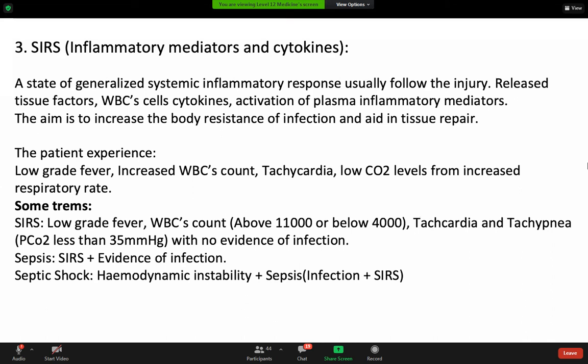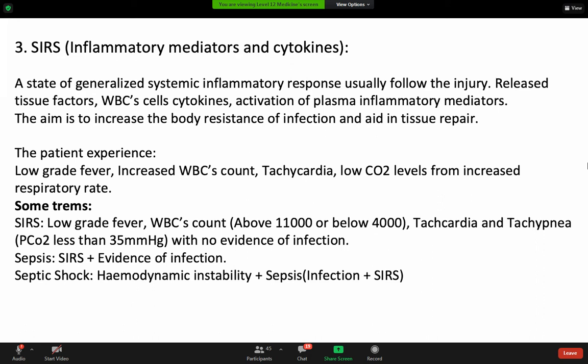SIRS, what will happen here? Inflammatory mediators and cytokines. So it's a state of generalized systemic inflammatory response. This is very important. A state of generalized systemic inflammatory response usually follows the injury. What will happen? Release of tissue factors, WBC, cytokines, activation of the plasma inflammatory mediators. So the patient experiences low grade fever, increased WBC count, tachycardia, and low CO2 level from high respiratory rate or tachypnea.